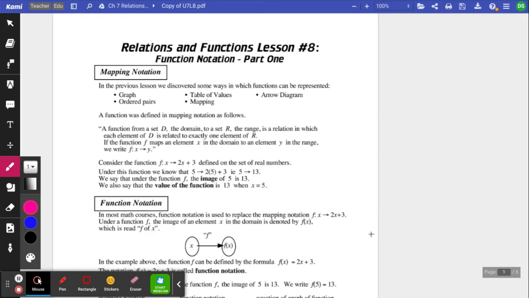All right. In the previous lesson, we discovered some ways in which functions can be represented: graphing, ordered pairs, table of values, mapping, arrow diagrams. That's all review. A function from a set D, the domain, to a set R, the range, is a relation in which, here we go, each element of D is related to exactly one element of R.